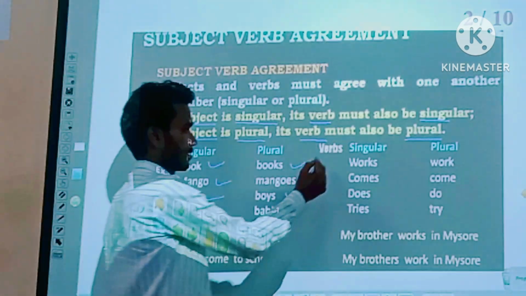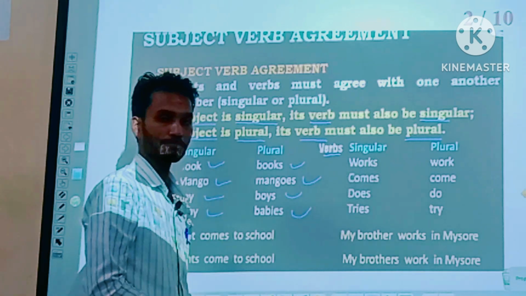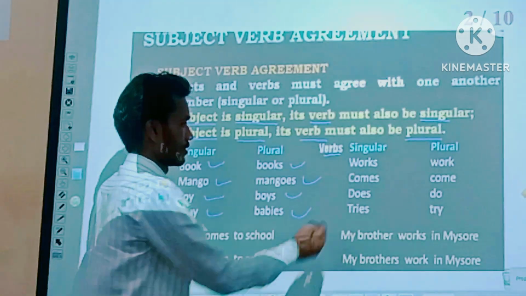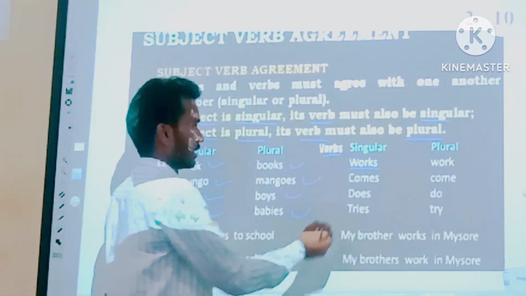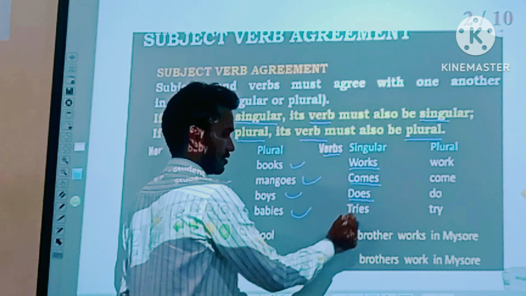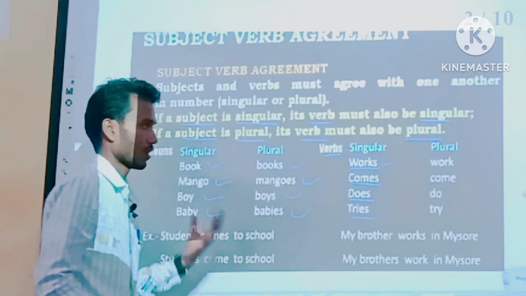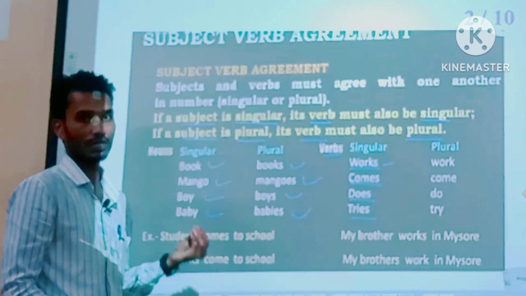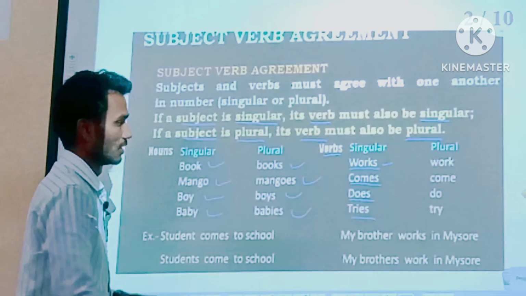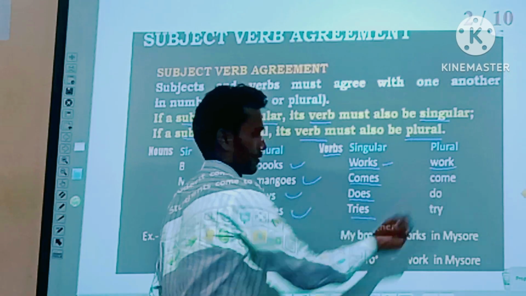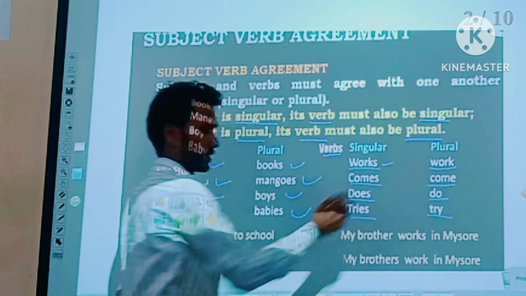Here we have the list of verbs, singular verbs we have, and we have plural verbs. Here works is a singular verb, right? And comes, does, tries, is. Yes, usually a verb consists of an s or es form when it is in singular form, right? Then plural verbs we have work, come, do, try, right?